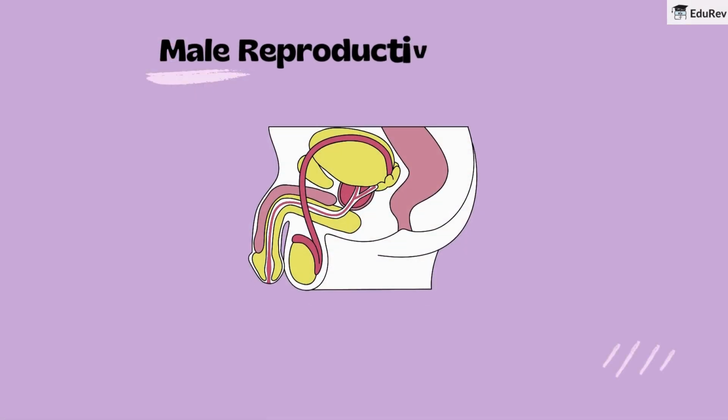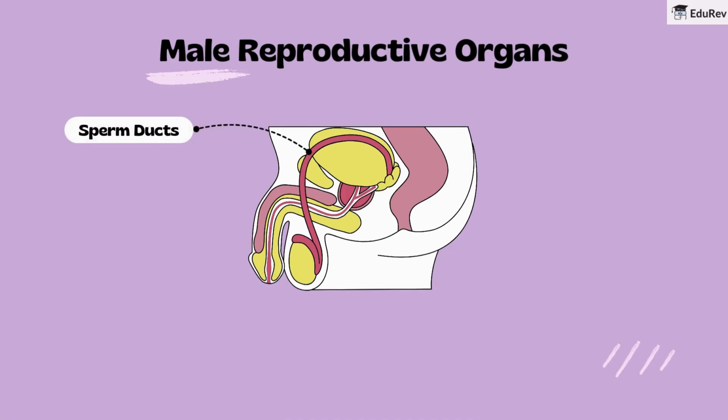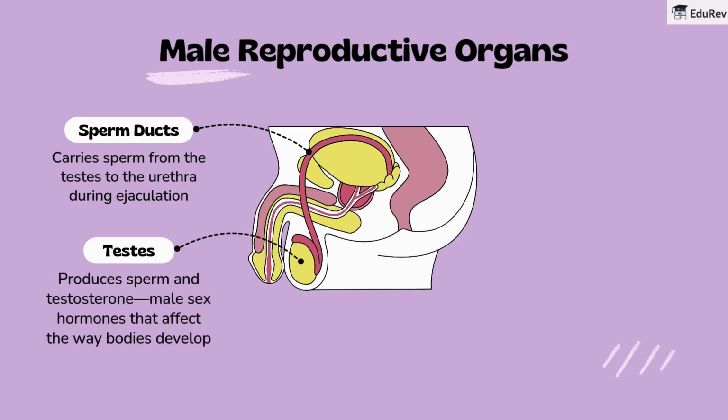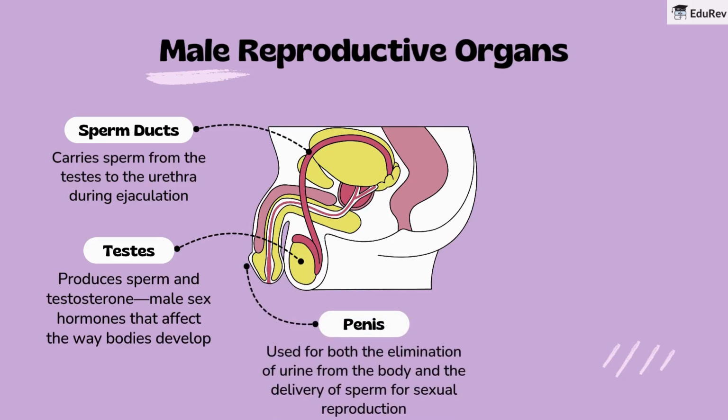Let's talk about how males are designed for this process. They have these tubes called sperm ducts that carry sperm from the testes to the urethra during a process called ejaculation. The testes are super important because they produce sperm and testosterone, male sex hormones that affect the way bodies develop. And the penis has two jobs. It is used for both the elimination of urine from the body and the delivery of sperm for sexual reproduction.